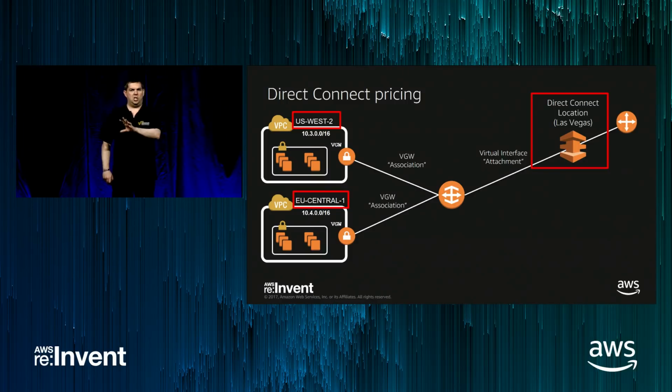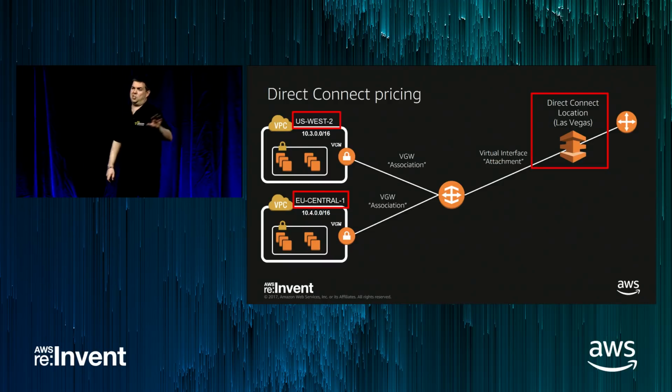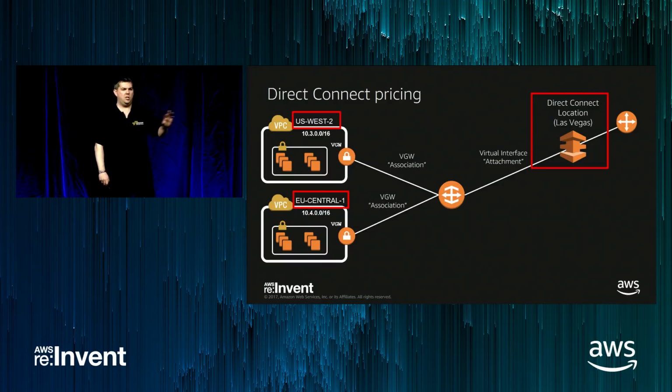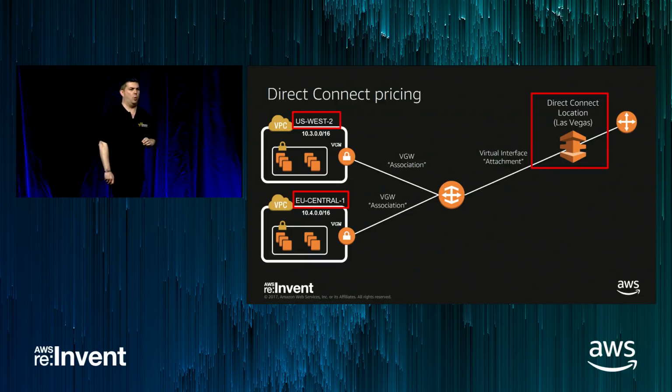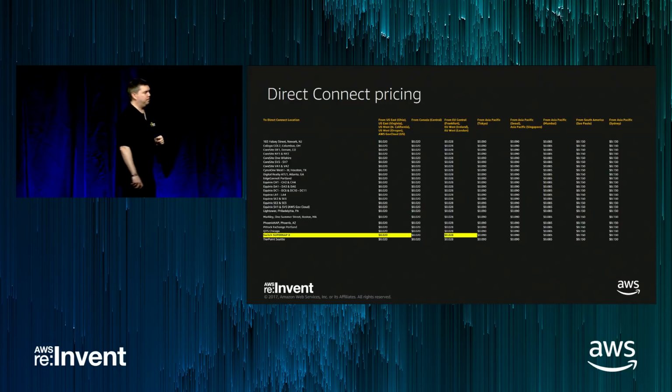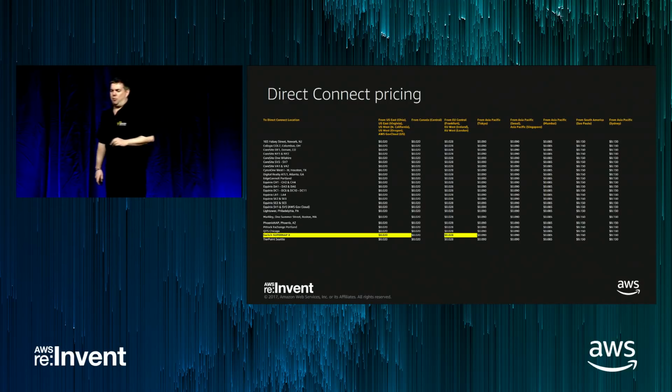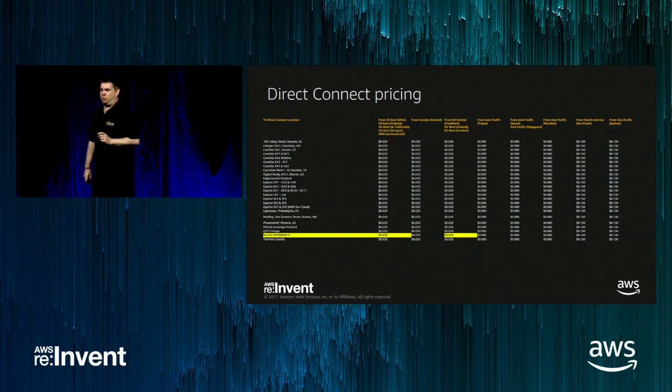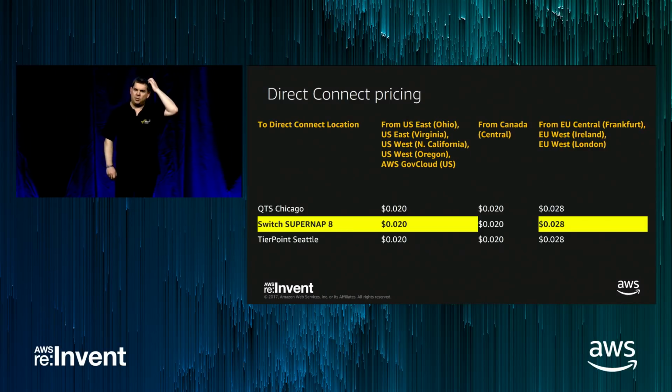I've taken one of the virtual interfaces away, and we're looking at the Direct Connect location that is here in Las Vegas, and it is connecting to two VPCs in two different regions, one in US West 2, one in EU Central 1. Now, this is the Direct Connect pricing page. A little bit of an eye test, I realize.